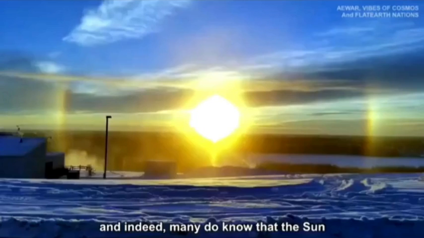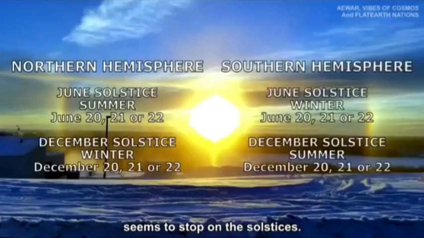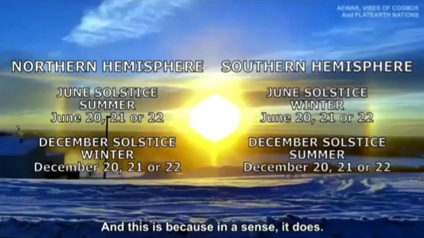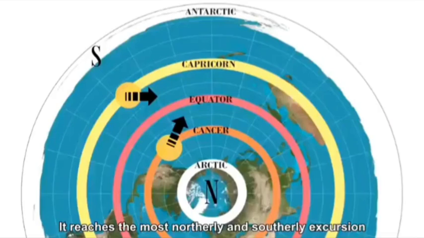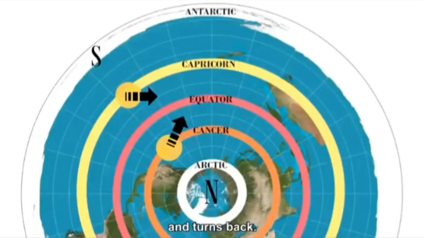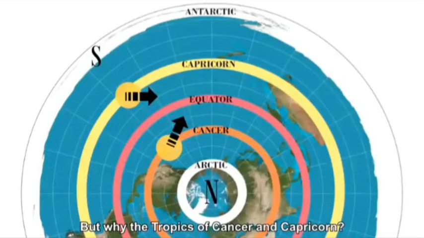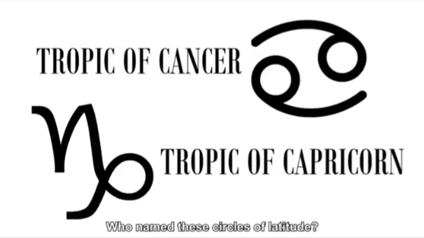And indeed, many do note that the sun seems to stop on the solstices. And this is because, in a sense, it does. It reaches the most northerly and southerly excursion and turns back. But why the Tropic of Cancer and Capricorn? Who names these circles of latitude?